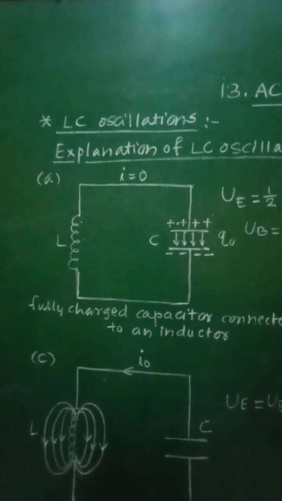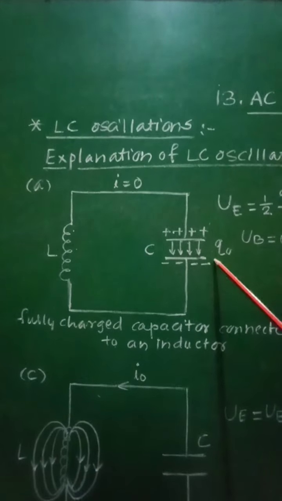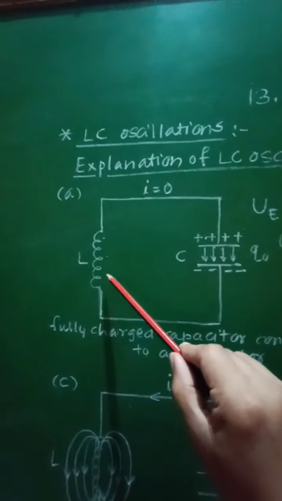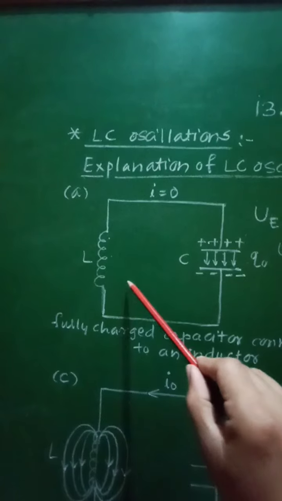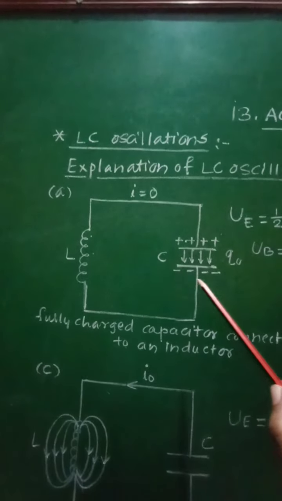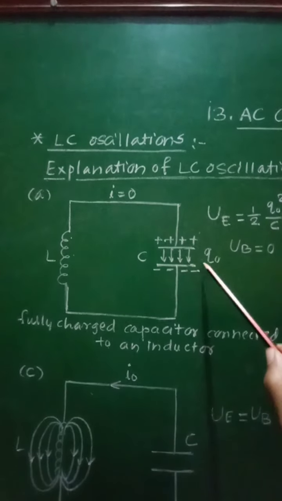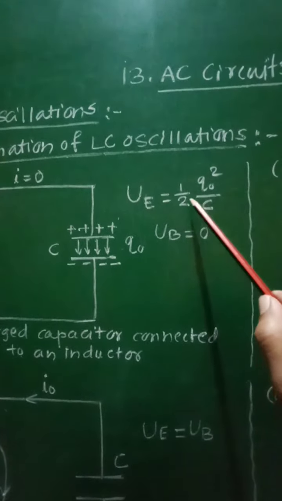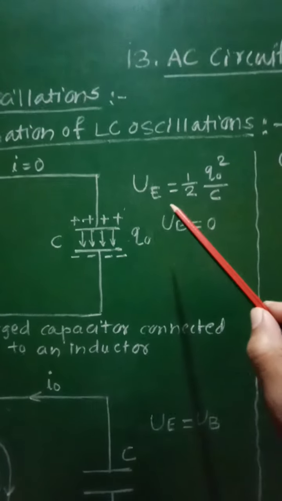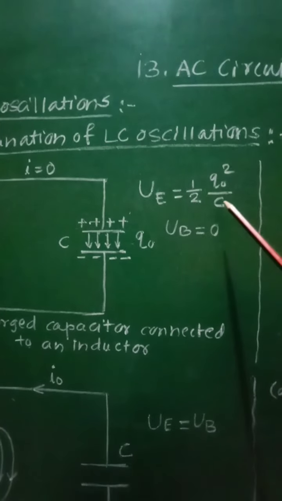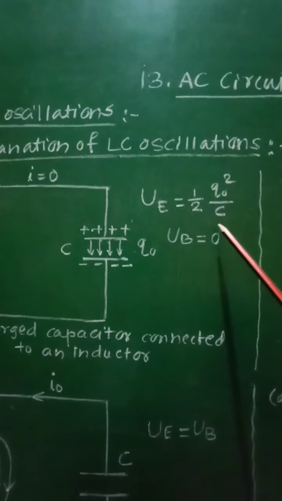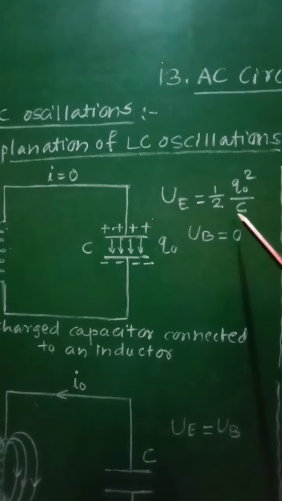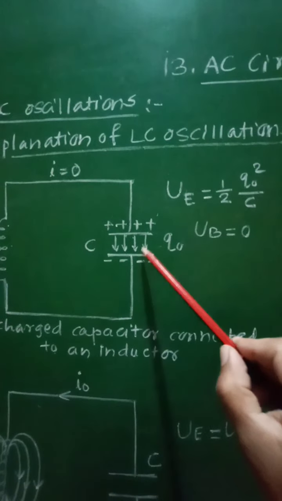When that capacitor with initial charge Q0, the maximum charge Q0 at t equal to 0, is connected to an ideal inductor, that is its resistance is equal to 0, the energy stored in the dielectric medium between the plates of this capacitor is the electrostatic energy UE equal to half Q0 square upon C, because we know that the energy stored in a capacitor U is equal to half Q square by C, where C is the capacitance of the capacitor.